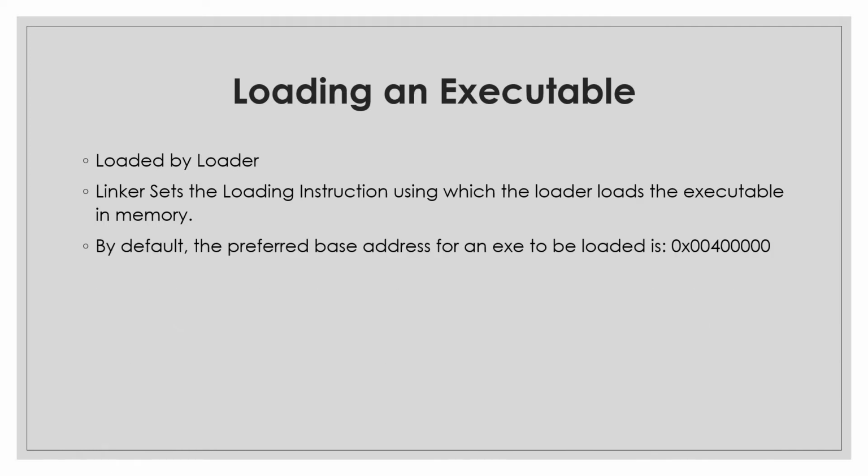By default, the preferred base address for an exe to be loaded in the virtual address space is 0x00400000. This is the hexadecimal value of the address location in memory. This is the default address which is set by the linker for your executable, and this is the instruction for the loader as well. The loader uses this instruction to load your exe in this location.